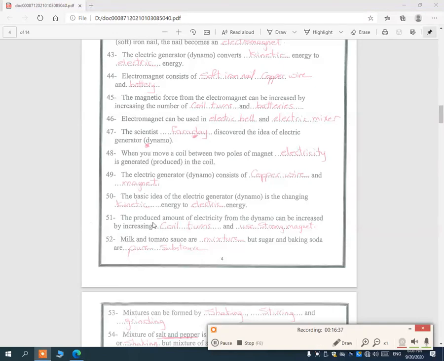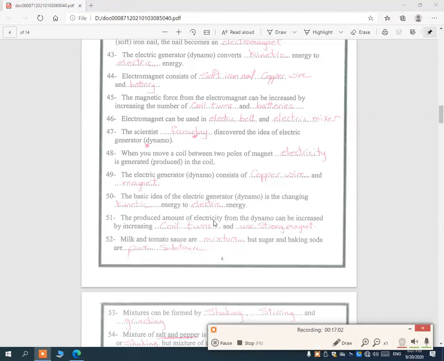51. The produced amount of electricity from the dynamo can be increased by increasing what? We want to increase the electricity produced from the dynamo. So we will increase the coil turns and we will use the strong magnet. You have to increase the number of coil turns and use a strong magnet to increase the electricity produced from the dynamo.